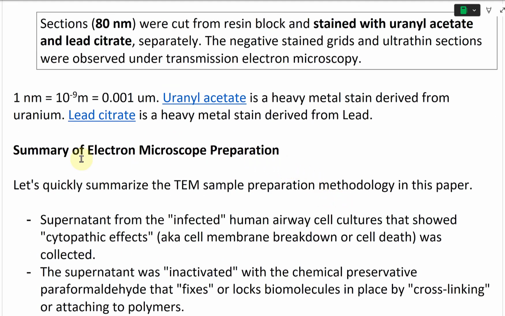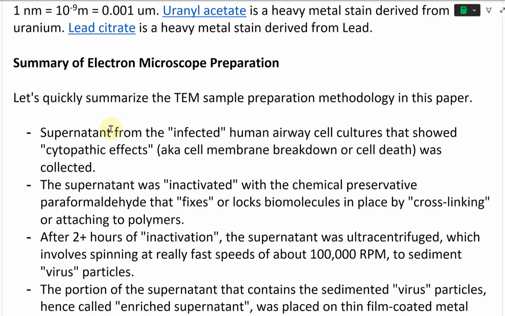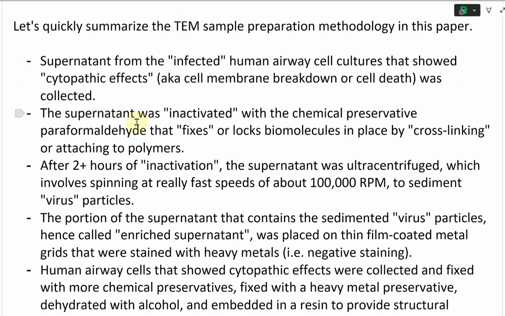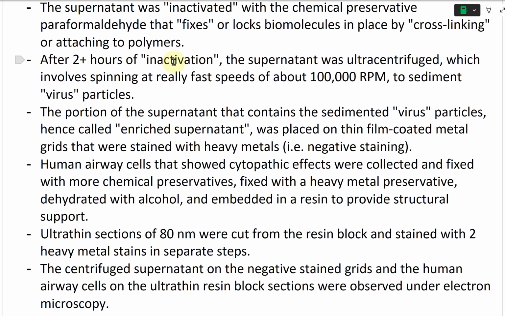Very interesting. All right, now let's take a look at the summary of electron microscope preparation. Let's quickly summarize the TEM sample preparation methodology in this paper. So supernatant from the "infected human airway cell cultures" that showed cytopathic effects, aka cell membrane breakdown or cell death, was collected. The supernatant was "inactivated" with the chemical preservative paraformaldehyde that "fixes" or locks biomolecules in place by "cross-linking" or attaching to polymers. After 2+ hours of inactivation, the supernatant was ultracentrifuged, which involves spinning at really fast speeds of about 100,000 RPM, and this is to sediment the "virus particles."